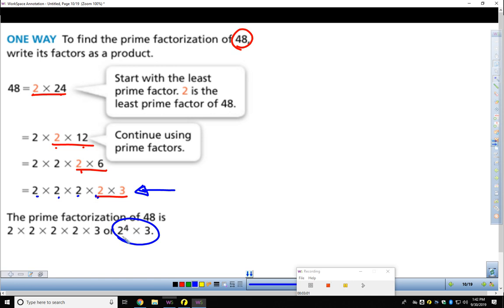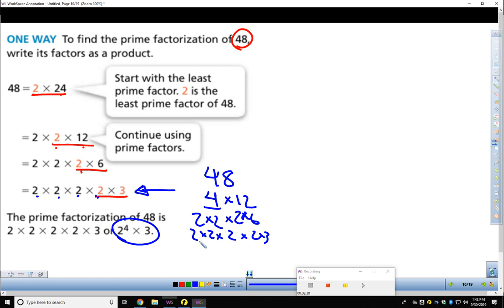There are also other ways to break up 48. The first time I saw this problem, I did 4 times 12, and then I broke this into 2 times 2, and I broke this into 2 times 6, and then I broke this into 2 times 3. There are other ways to land in the same spot.